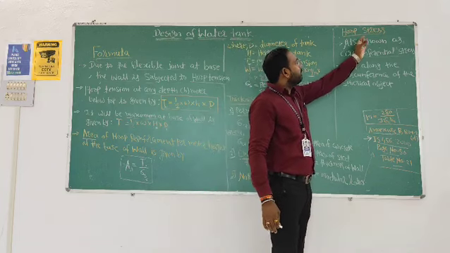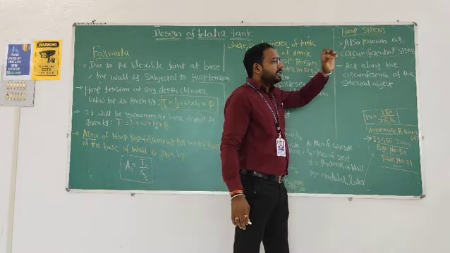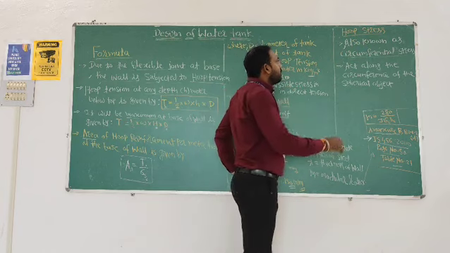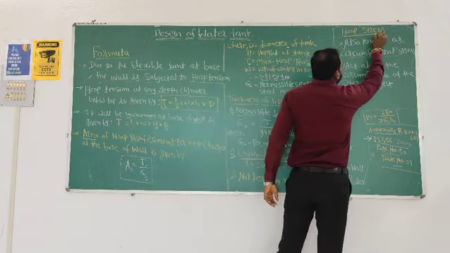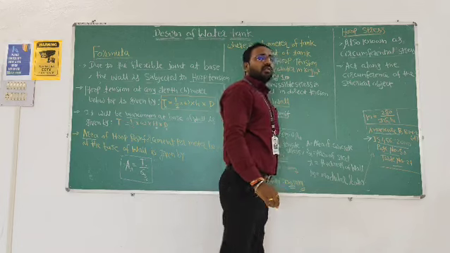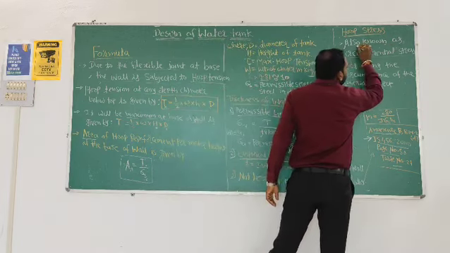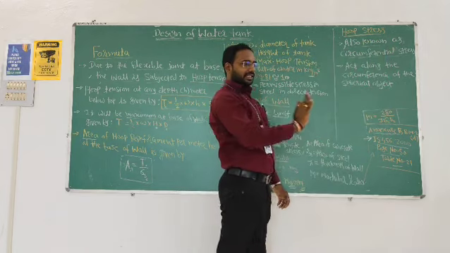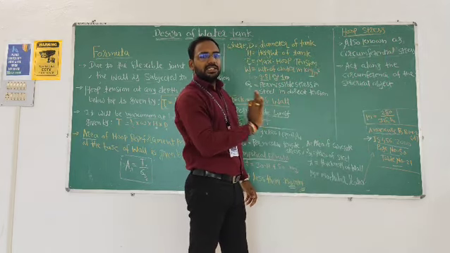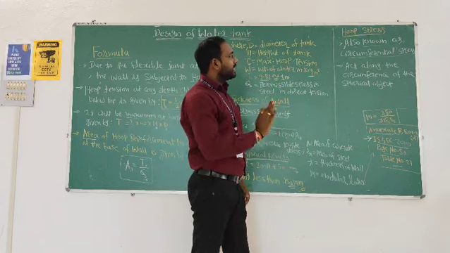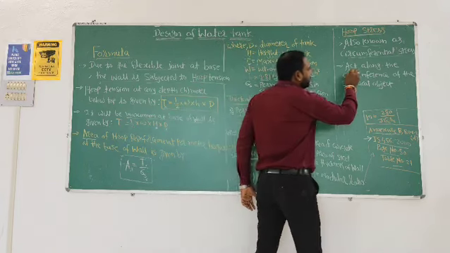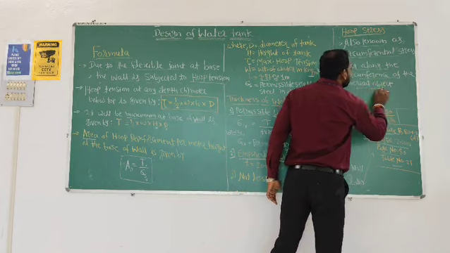And here is one important concept for the design of a circular water tank: hoop stress. In a circular water tank, what is meant by hoop stress? Hoop stress is also known as circumferential stress, and this hoop stress acts along the circumference of the circular object.